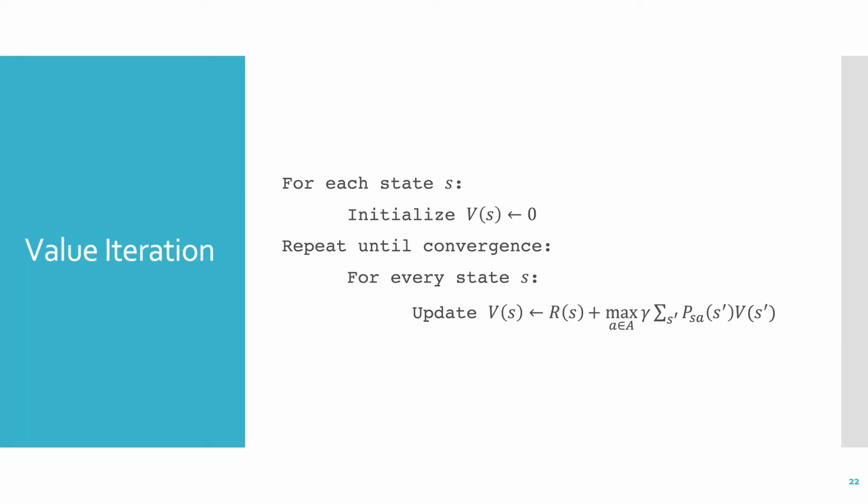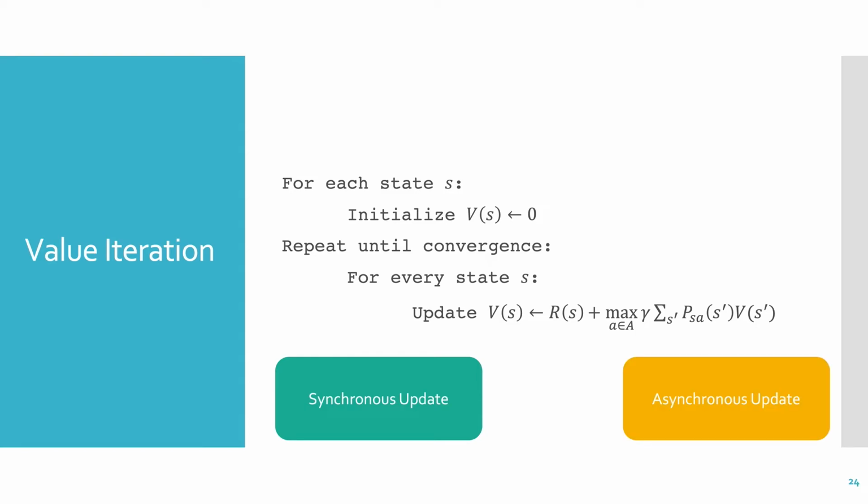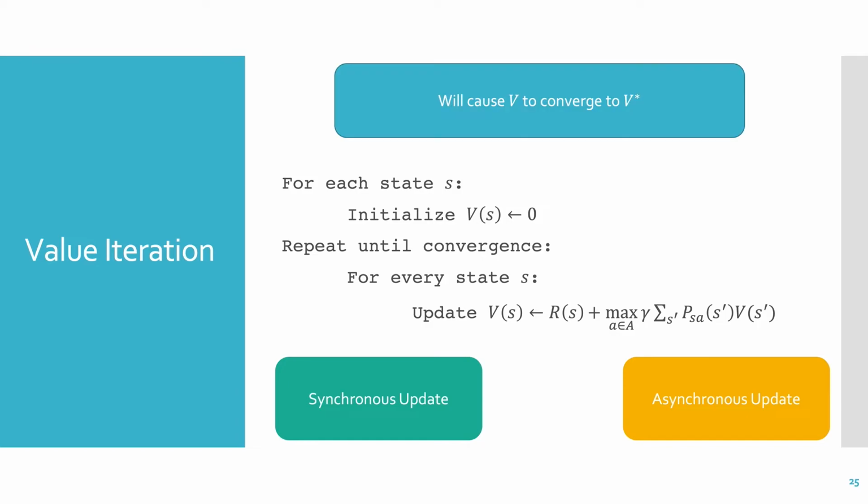There are two possible ways of performing the updates in the inner loop of the algorithm. In the first, we can compute the new values for V of S for every state S, and then overwrite all the old values with the new values. This is called a synchronous update. Alternatively, we can also perform an asynchronous update. Here, we would loop over the states in some order, updating the values one at a time. Under either synchronous or asynchronous updates, it can be shown that the value iteration will cause V to converge to V star. Having found V star, we can then use our previous equation to find the optimal policy pi.